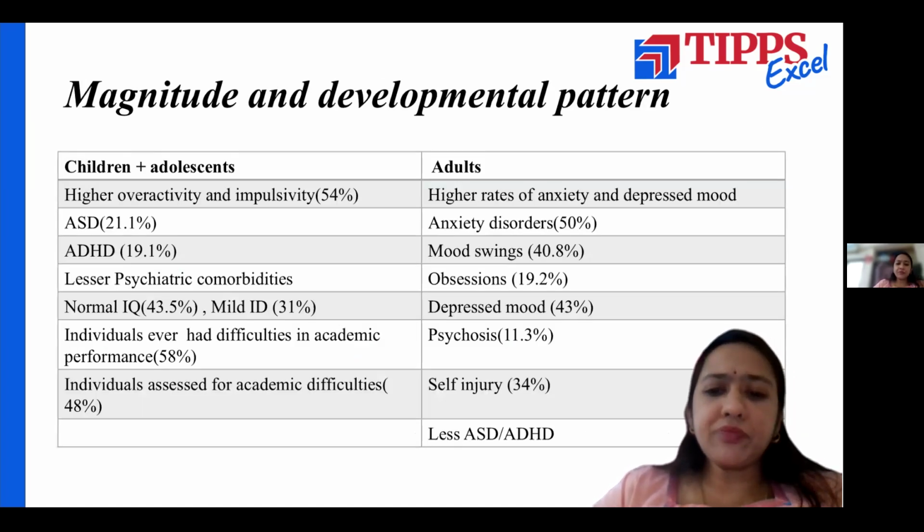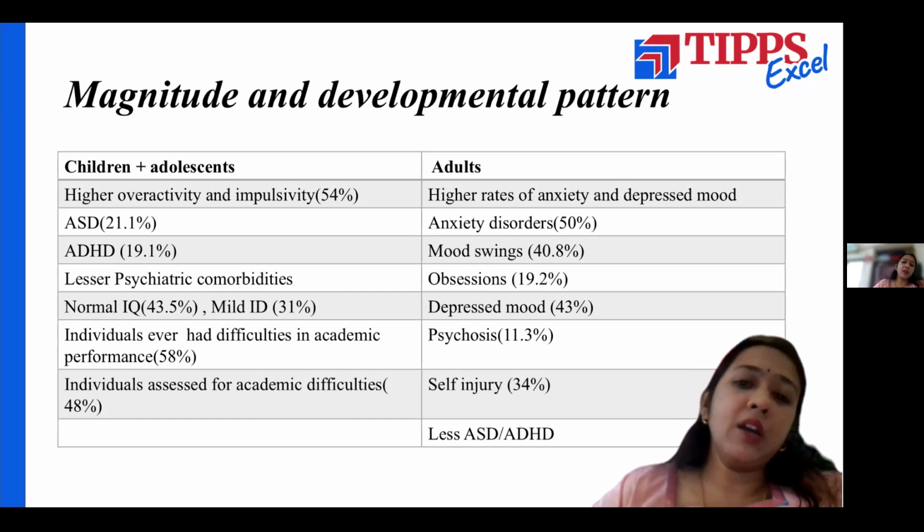So there is a clear-cut demarcation between the clinical features which happen in children as well as in adults. In children, as I already mentioned, it is hyperactivity, impulsivity, ASD, ADHD, with fewer psychiatric comorbidities. Normal IQ is predominantly found, and nearly 58% had difficulties in academic performance, but only 48% of these children were properly evaluated.